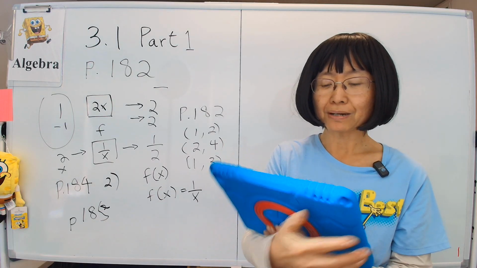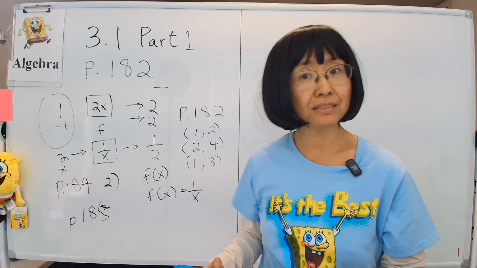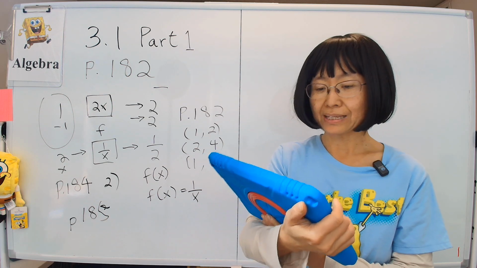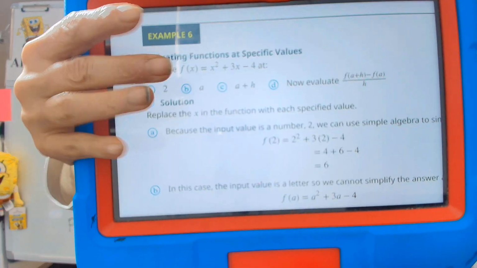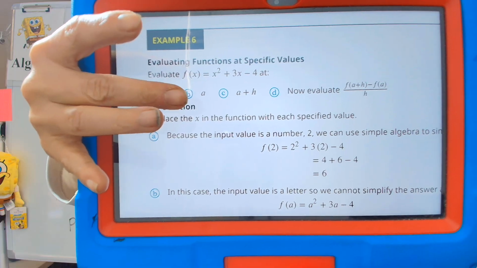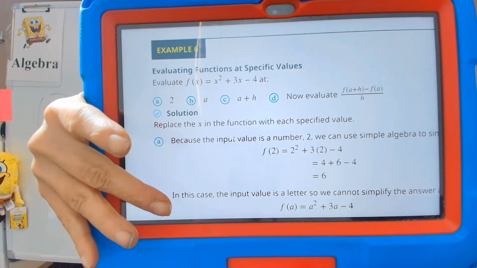Now, what if instead of 2, we plug in a symbol, and let's say we plug in a, just a? If we were to plug in a, then f of x becomes f of a, because we plugged in a.